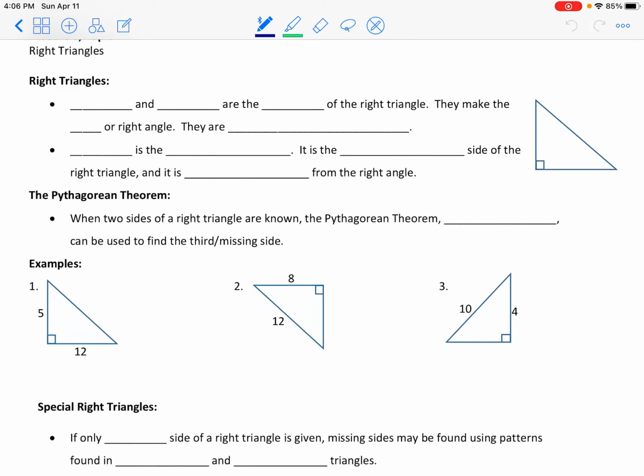Hello and welcome to our lesson on right triangles. Specifically, what we're going to be doing today is looking at ways to find missing sides and then a little bit of finding missing angles when we have a right triangle.